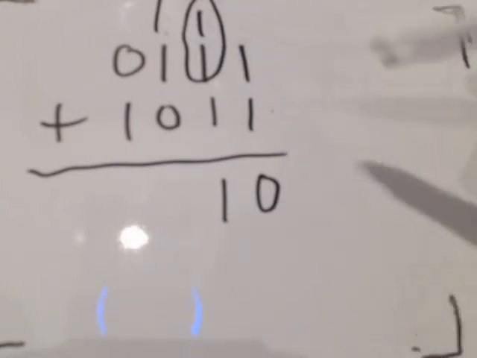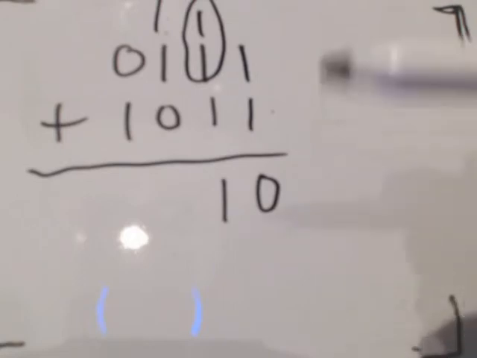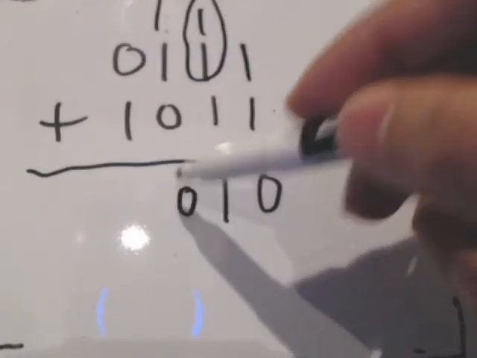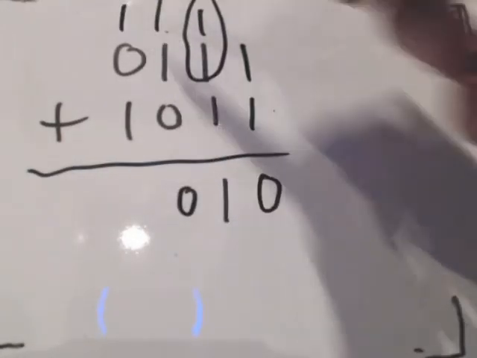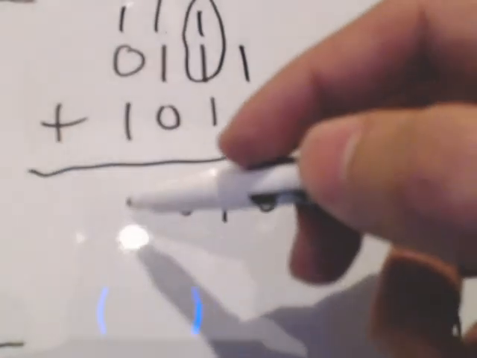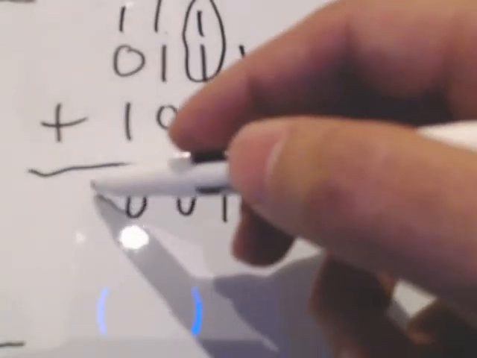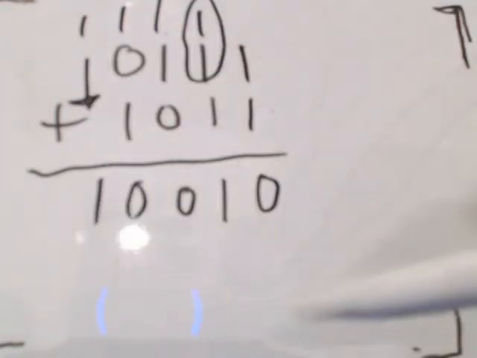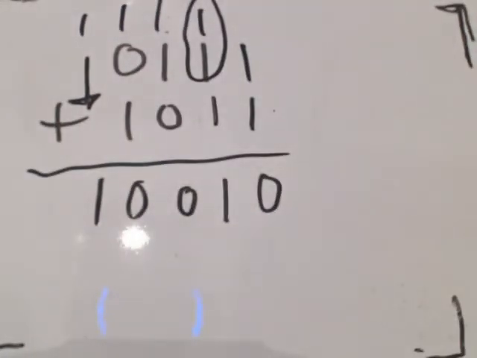Now in our third column, again, we do the same rule where you have two 1s, we group those together, we have a sum of 0 and a carry of 1. Again, two 1s, sum of 0, carry of 1 drops down, and our result is 1 0 0 1 0.